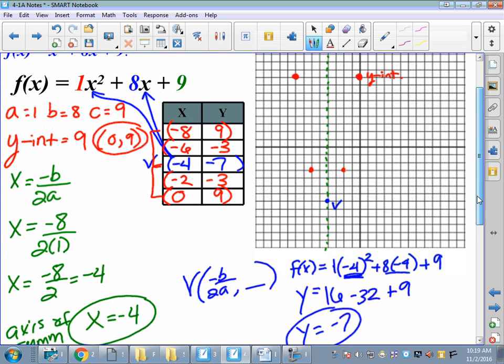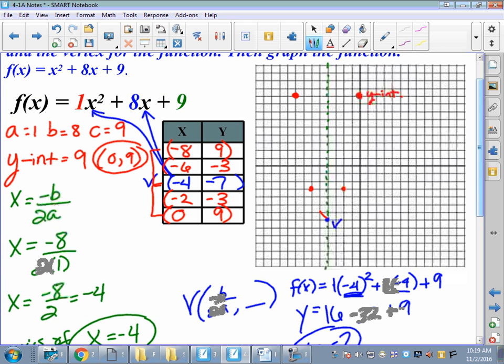And now you can see your parabola taking shape. So we're going to connect, curve, and point the bottom. There's your parabola. So there's the graph of the quadratic function.